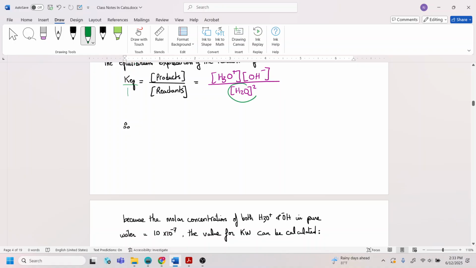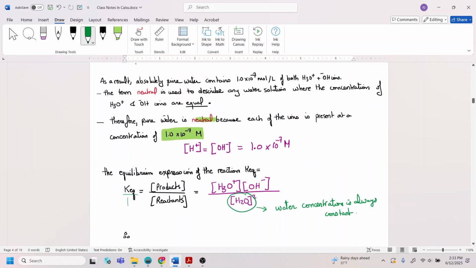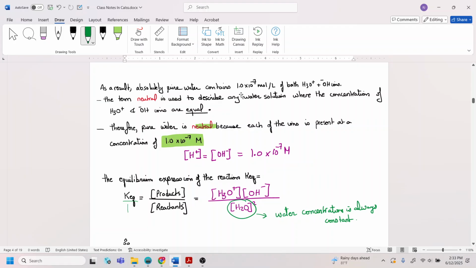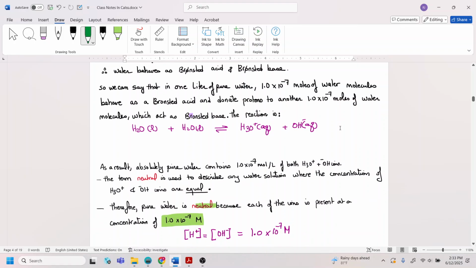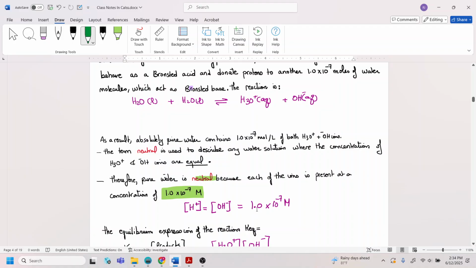Now, the concentration of water is constant. So water has a concentration that is always constant, because water has a known amount of moles of H+ and OH-. They have a known amount of moles, 1 times 10 to the minus 7 moles of H+ and 1 times 10 to the minus 7 moles of OH- in there, and it's moles per liter. So each one of these ions is equal to a concentration of 1 times 10 to the minus 7 molar. Molar means moles per liter.